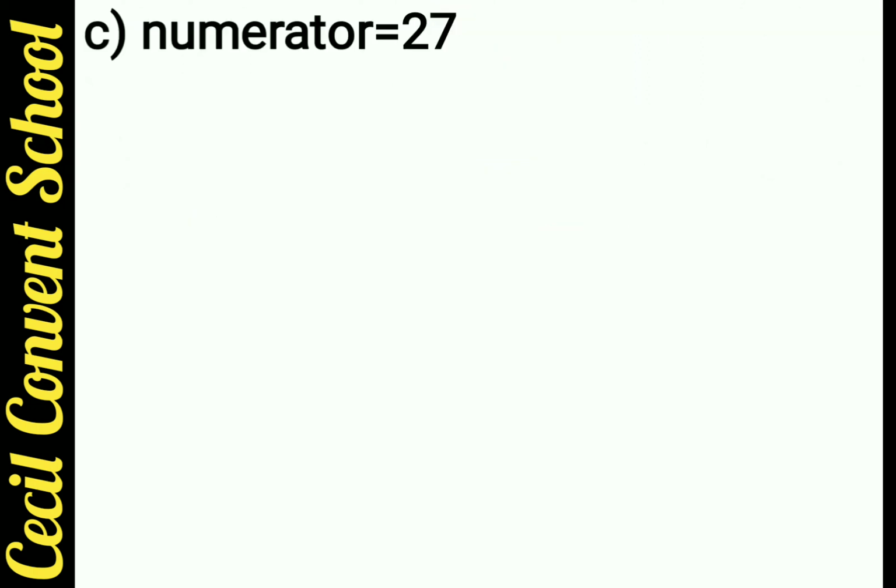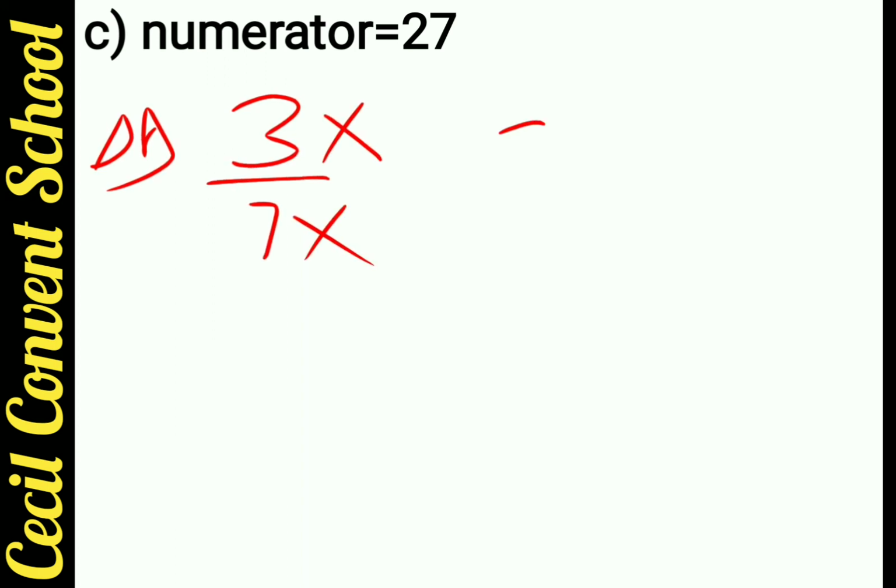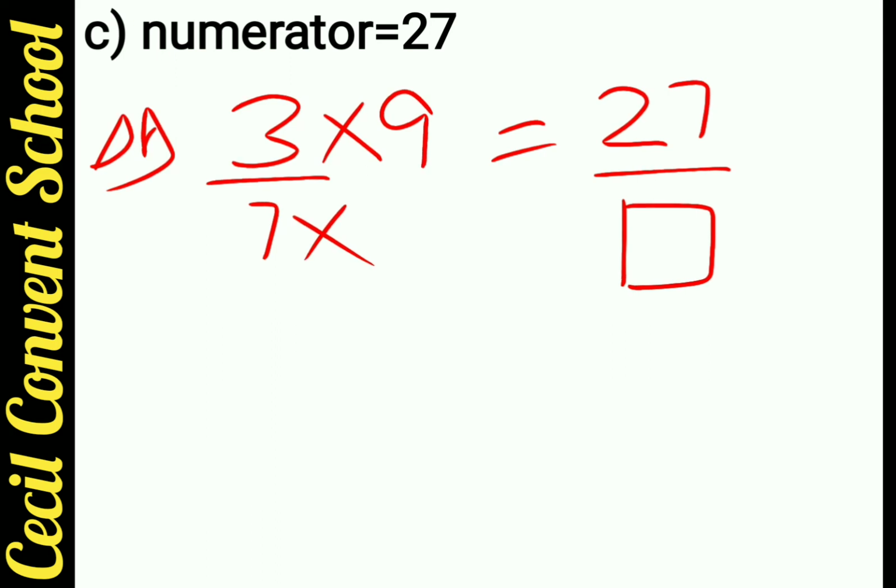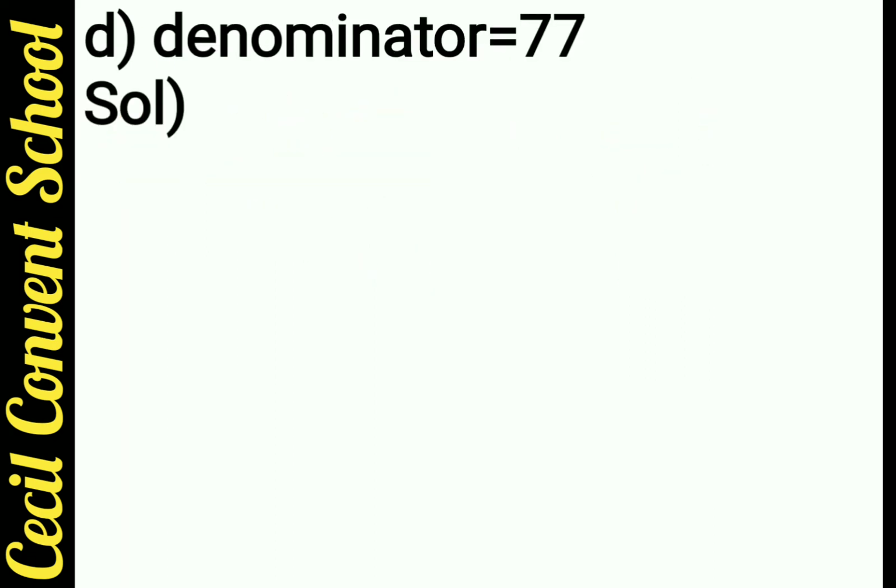Now we do the C part. In the C part the numerator should come 27. 3 by 7 multiply by which number? You get numerator 27. 27 means 3 you have to multiply by 9. 3 nines are 27. So down also you multiply by 9. So your answer will be 63. Clear? Now we do the D part.